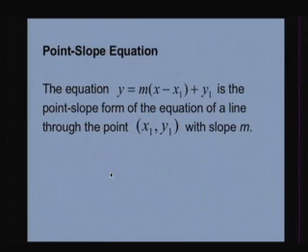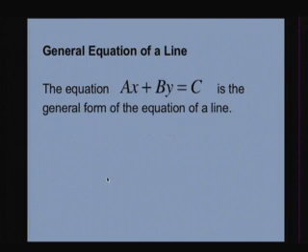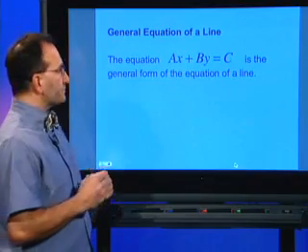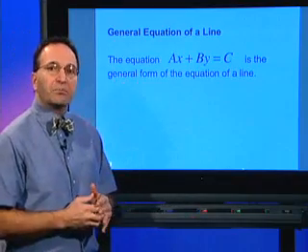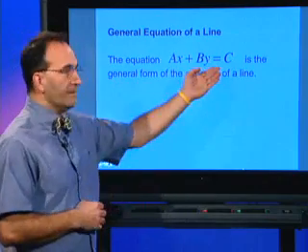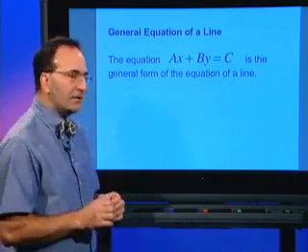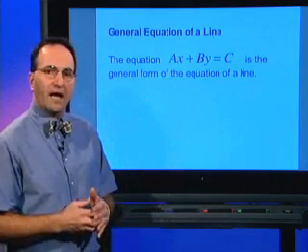Let's take a look at the point-slope equation of a line. The equation y equals m times the quantity x minus x sub 1, plus y sub 1, is the point-slope form of the equation of a line through the point x sub 1, y sub 1 with a slope of m. Now let's look at the general equation of the line. The equation ax plus by equals c is what we call the general form of the equation of a line.